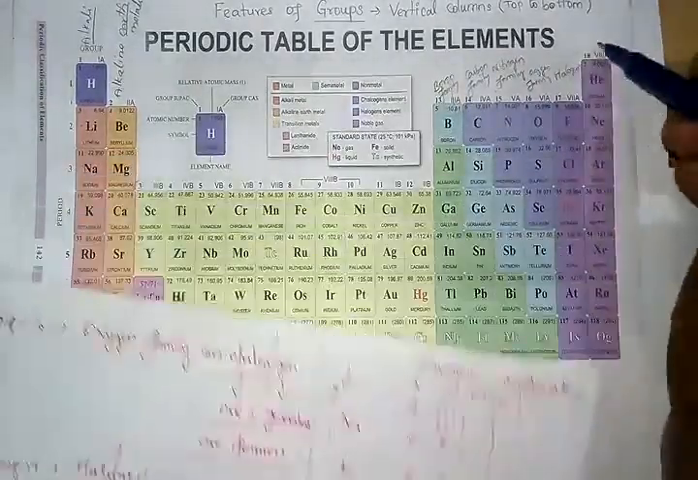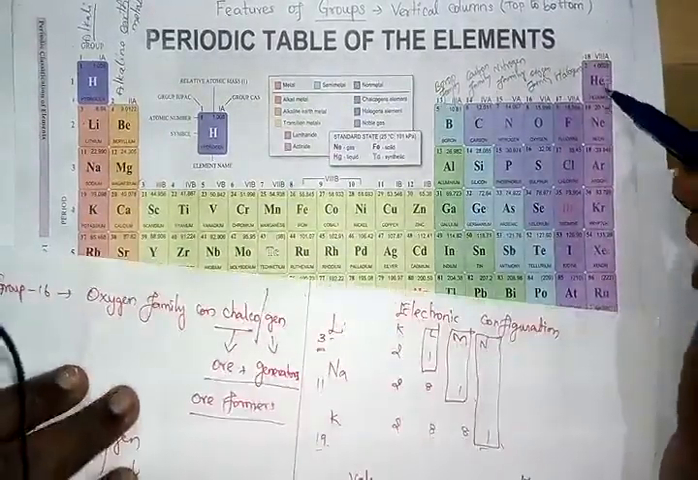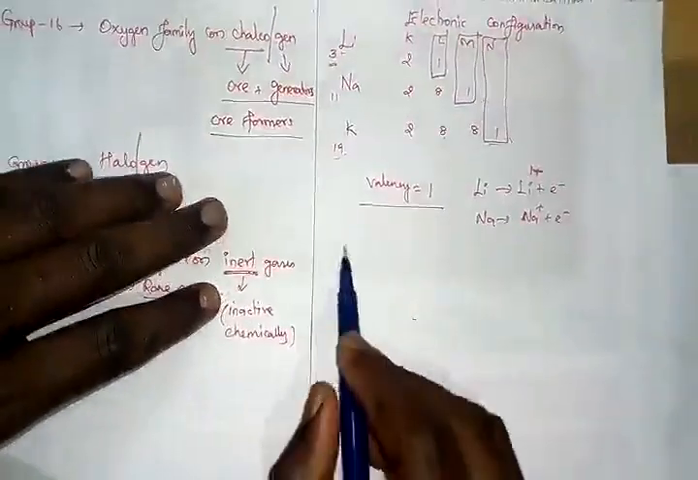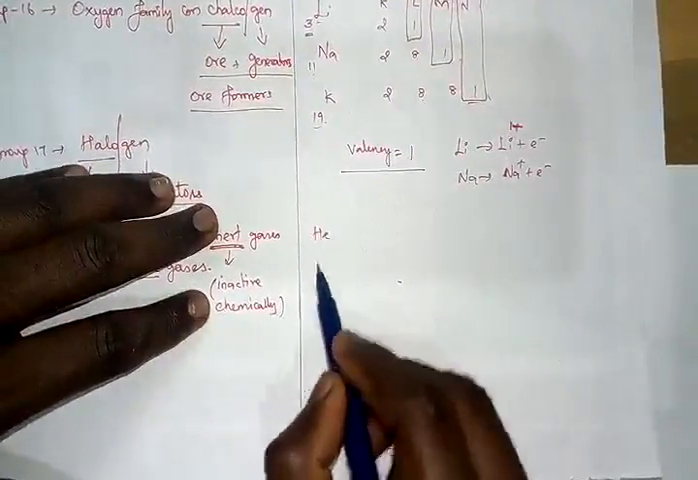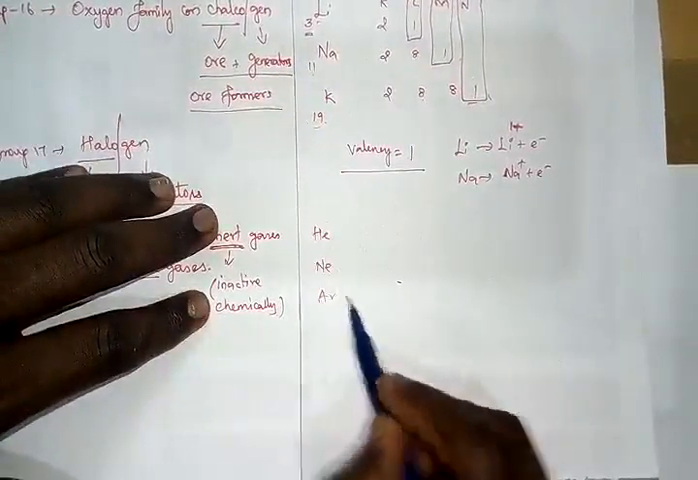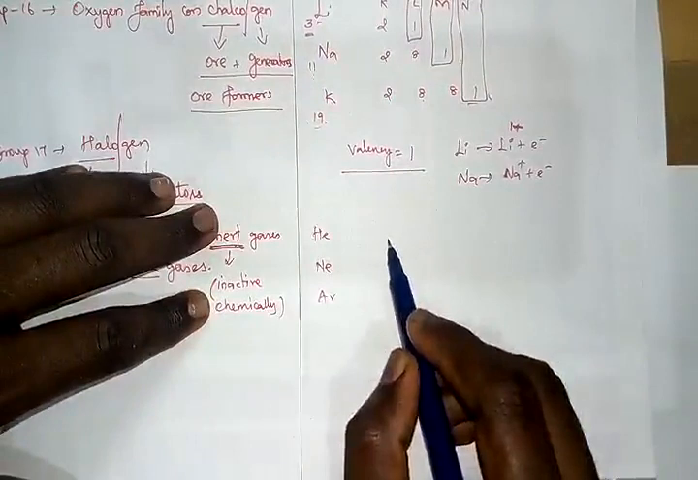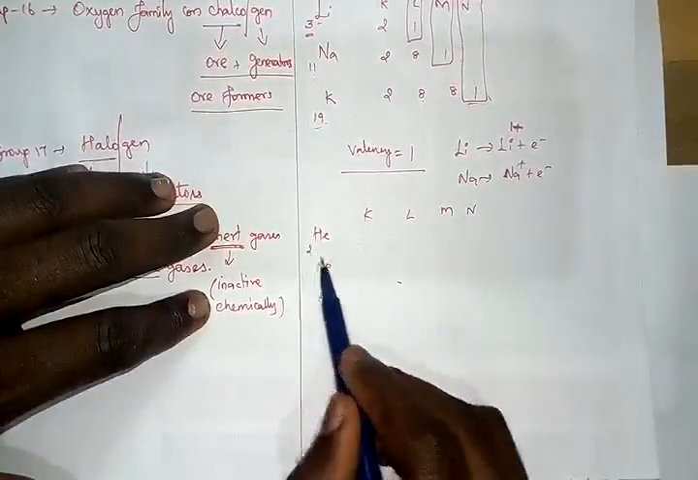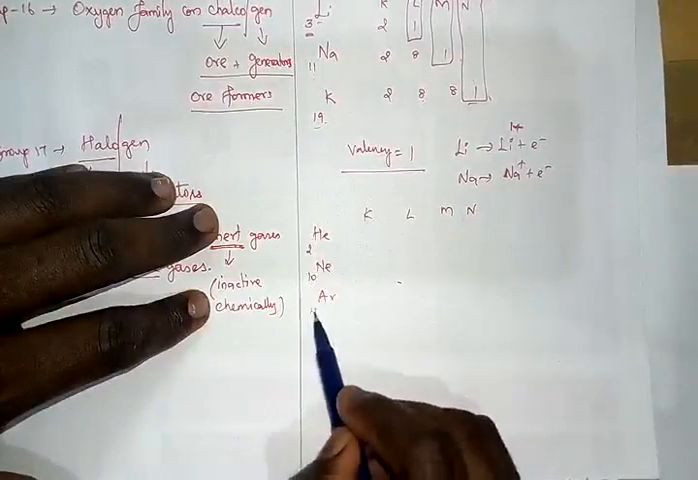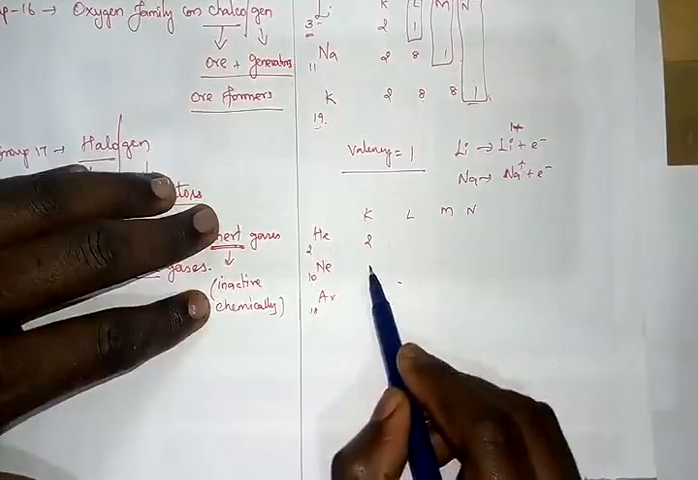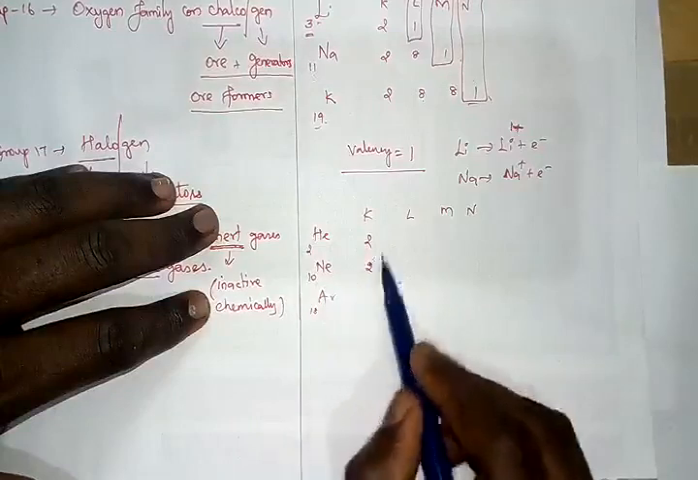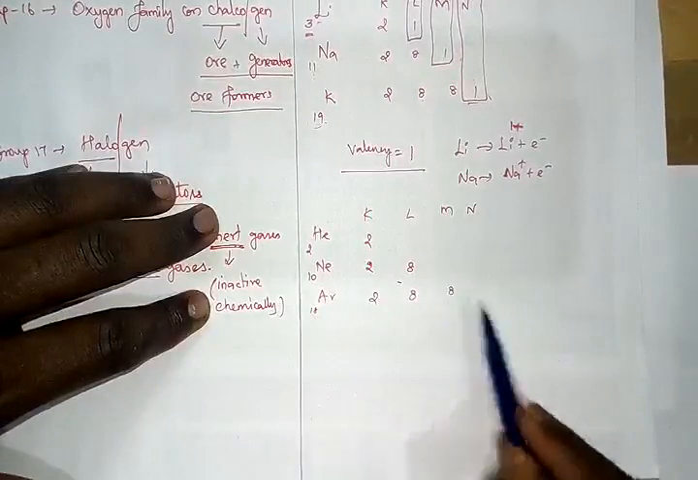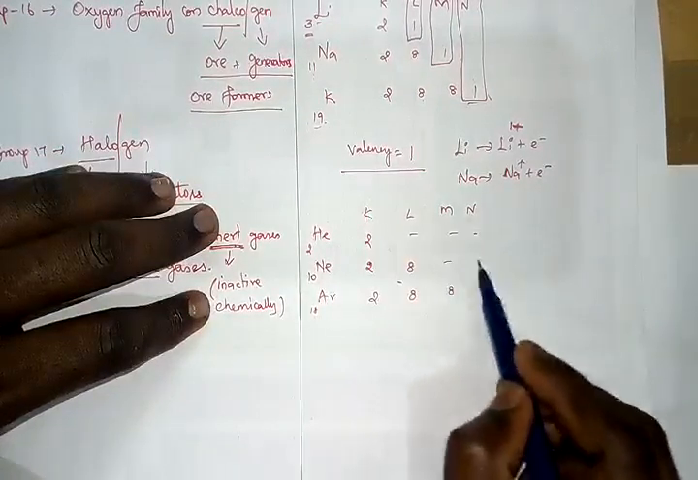What about this last group? Let us take helium, neon, argon. Let us write the three electronic configurations. Let us have a small recall: K shell, L shell, M shell, and N shell. The atomic number of helium is 2, neon is 10, argon is 18. So in helium, the K shell has 2. In neon, K shell is 2, L shell is 8. In argon, K shell is 2, L shell is 8, M shell also 8. The remaining shells are empty.